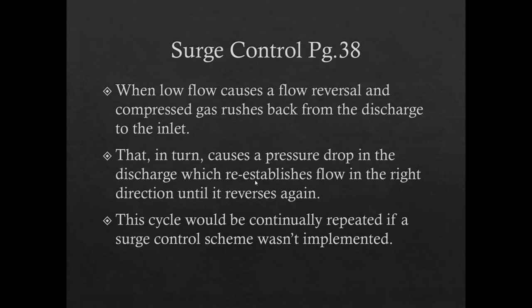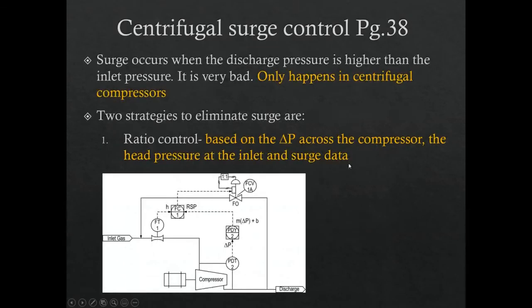So it's high pressure, then the pressure goes away, then it builds up, and then it goes away, and then it builds up. That's why we call it surge. So how do we get over that? Two strategies. Something to note: this only happens in centrifugal compressors. I've mentioned that already, but there it is. Okay, two strategies to eliminate surge.